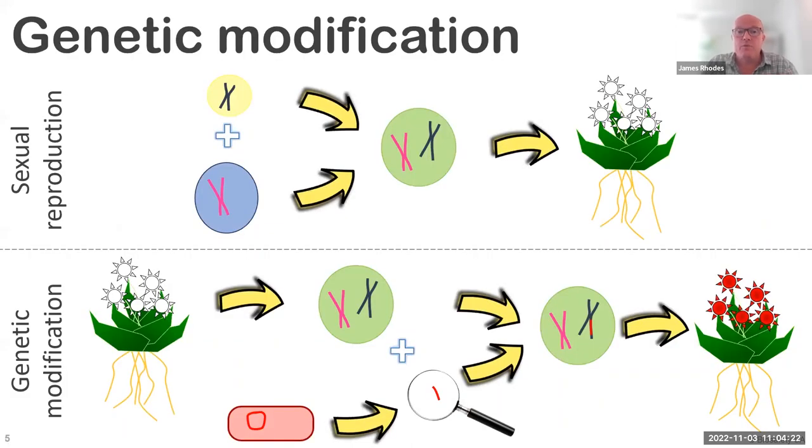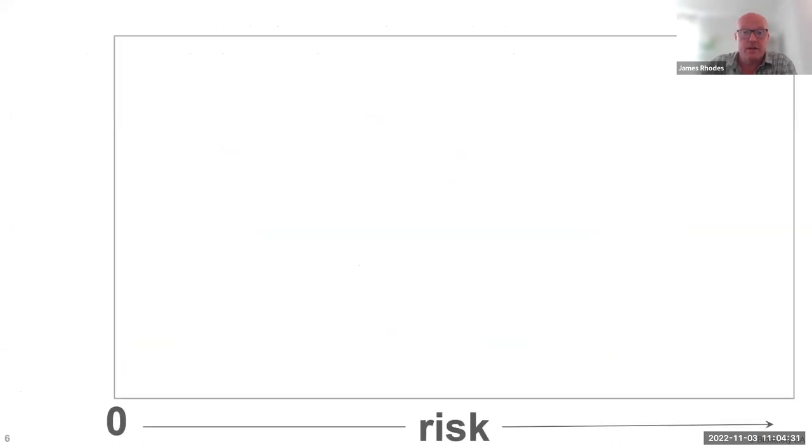And by the stage we are working with field crops, we know a lot about that gene because it has to go through a long process to get there. And I'm going to go through that.